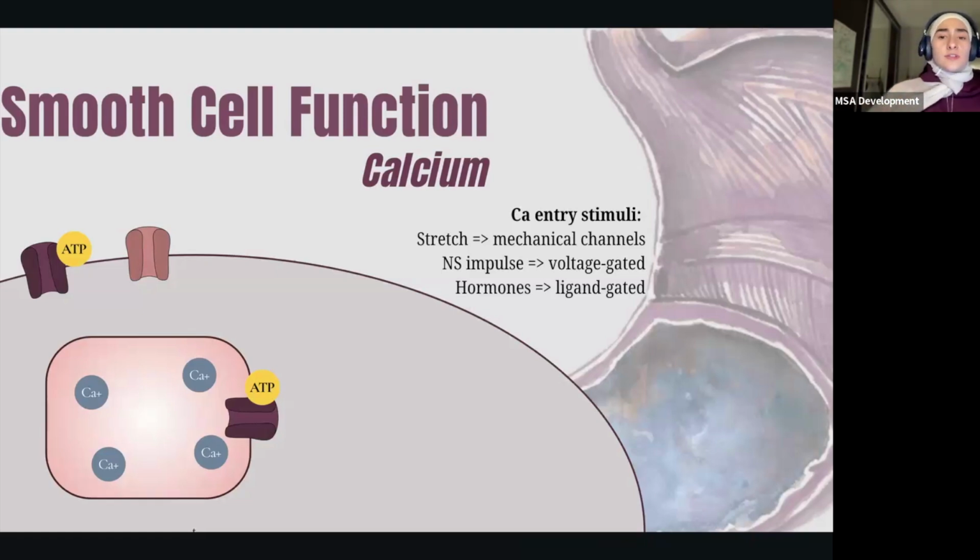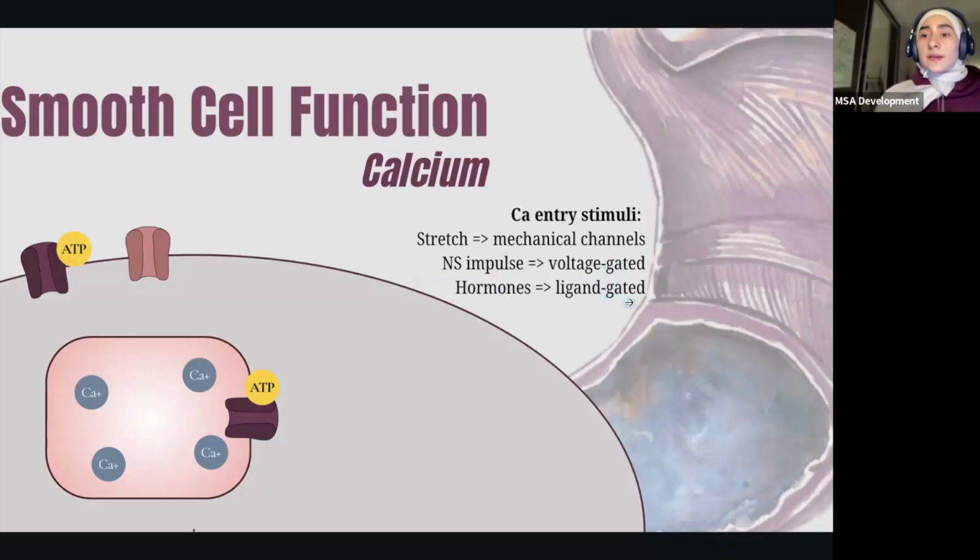This is just basic physiology, but just know that stretch is going to obviously cause a mechanical change, which is going to open a mechanically gated channel. Nervous system impulses are going to change the voltage, which is why they're going to open voltage-gated channels. And hormones are ligands, so they're going to open ligand-gated channels.